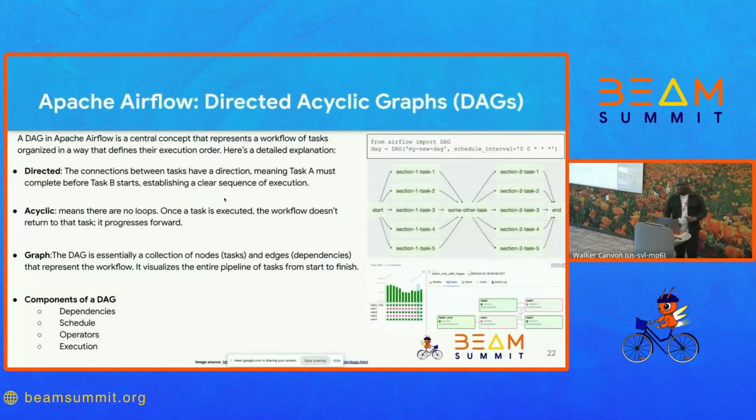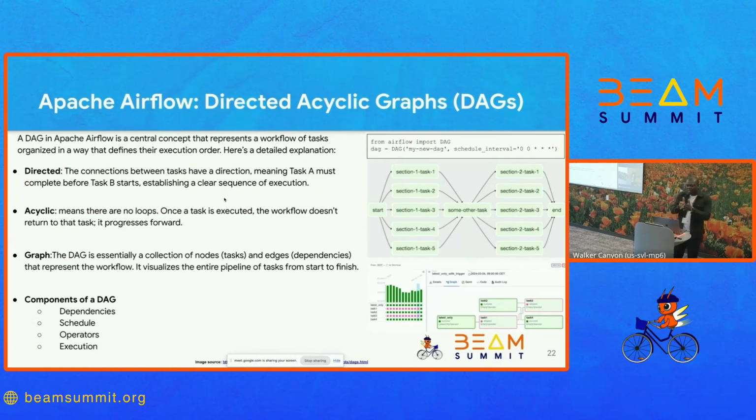Now, I give some definitions here, which I'll probably not go into, but I want to double click on the DAG itself. So it's directed. The connections between tasks have a direction, meaning Task A must complete before task B starts, establishing a clear sequence of execution. Then acyclic means there is no loops. Once a task is executed, the workflow doesn't return to that task. It progresses forward. And the graph part of it is the DAG is essentially a collection of nodes and edges.